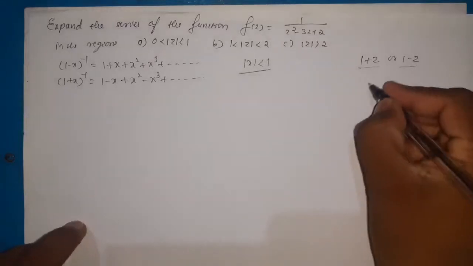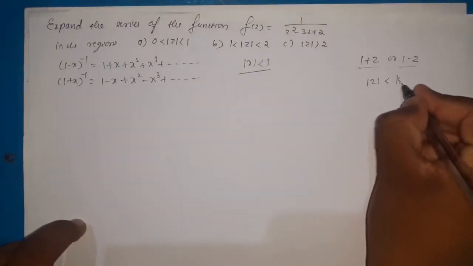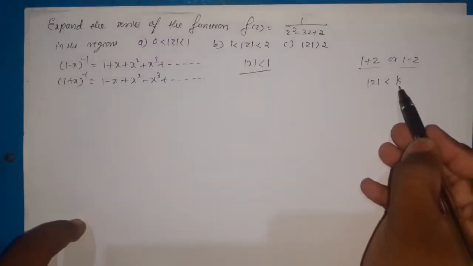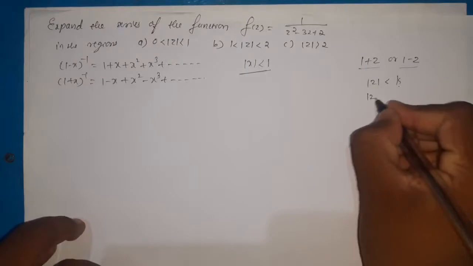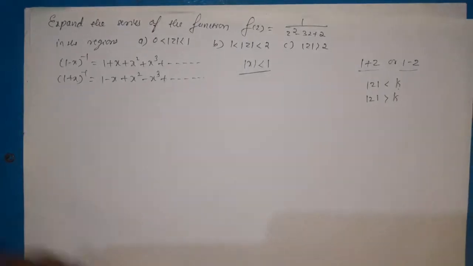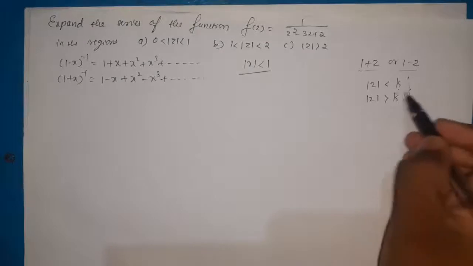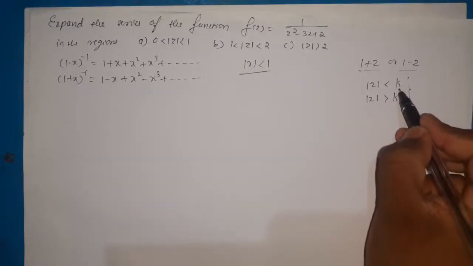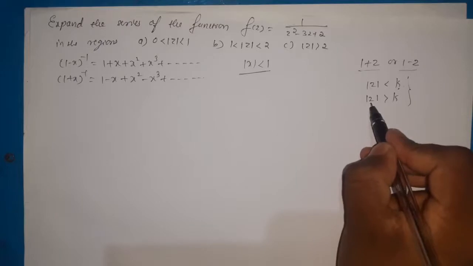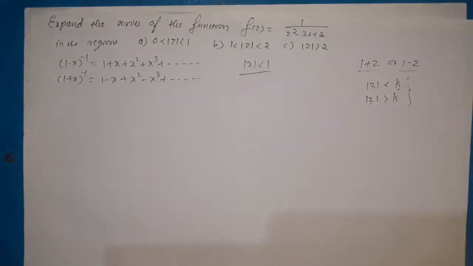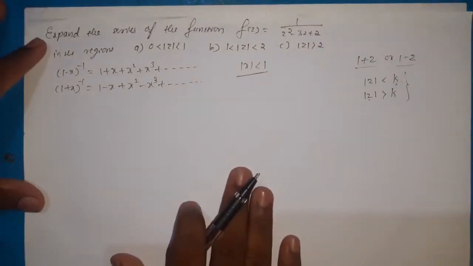So here we have one condition: if mod z is less than any constant, then take the constant common from the factor, and if mod z is greater than any constant, then take the z common from that factor. So this condition is very important. Whenever mod z is less than some constant, take the constant outside from the factor. If mod z is greater than k, then take the z out from the factor. So this is the important condition to reduce the factor in the form of 1 plus z or 1 minus z.